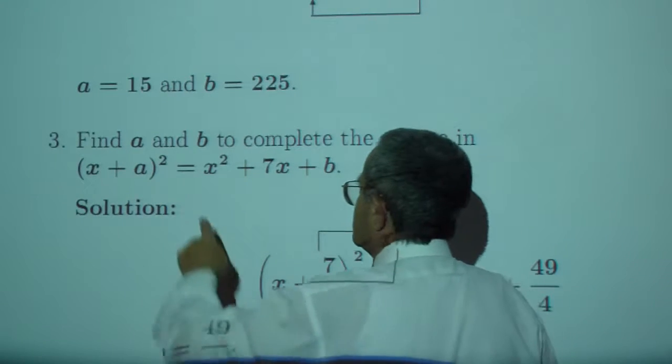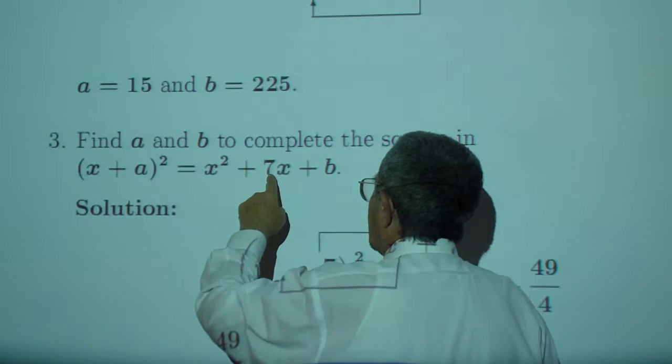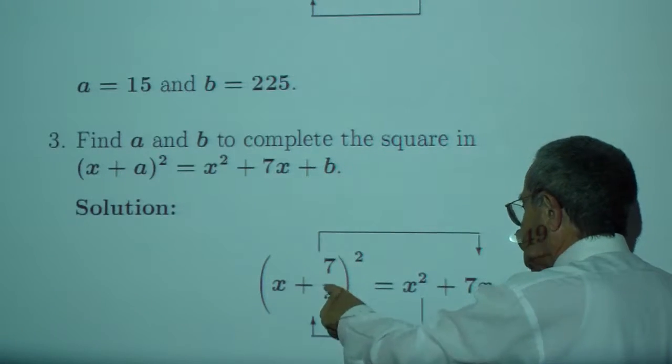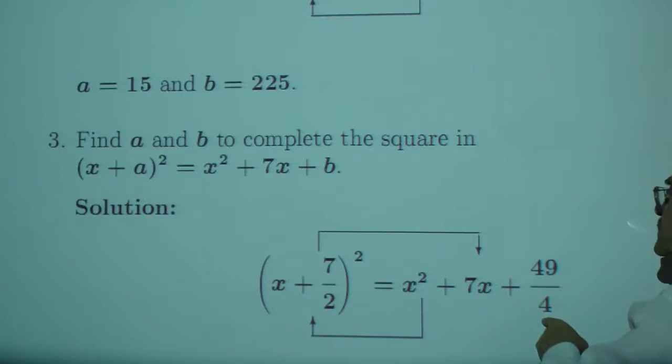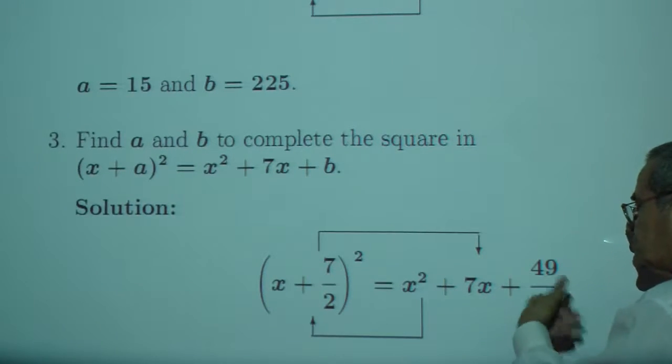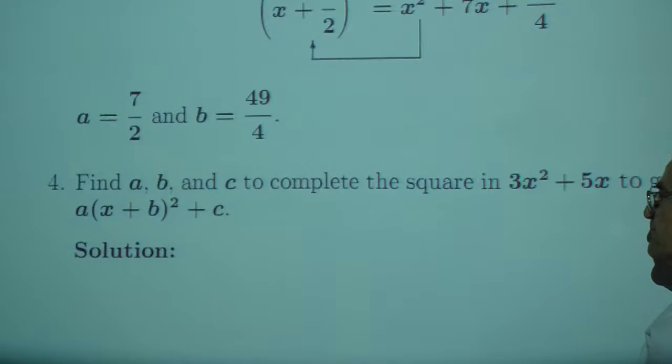I need, this is 1 times x squared, 1/2 the coefficient of x, 7/2, and that quantity squared is 49/4. So I need these 3 terms to complete the square.